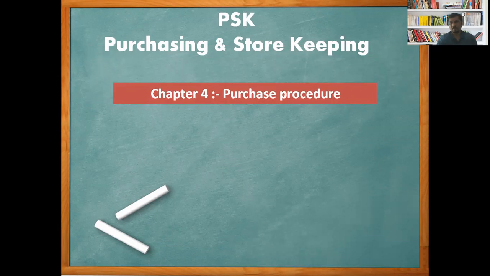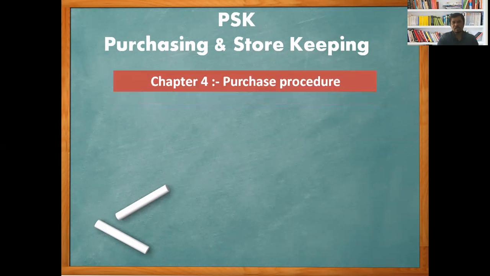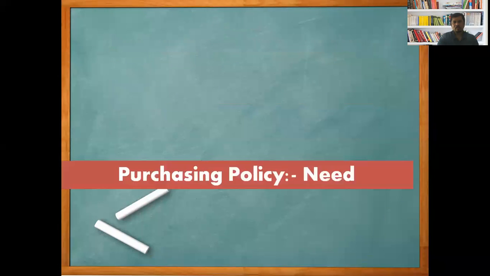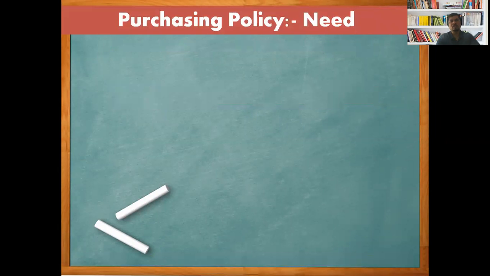Today, we are going to discuss chapter 4 under the PSK purchase procedure. Basically, there are two types of purchase: within India and out of India. Let us see. The question here, student, is about purchasing policy, and the question is about the need.